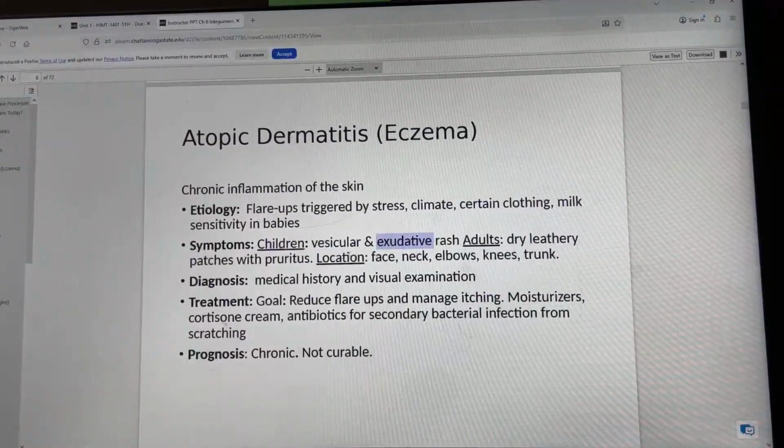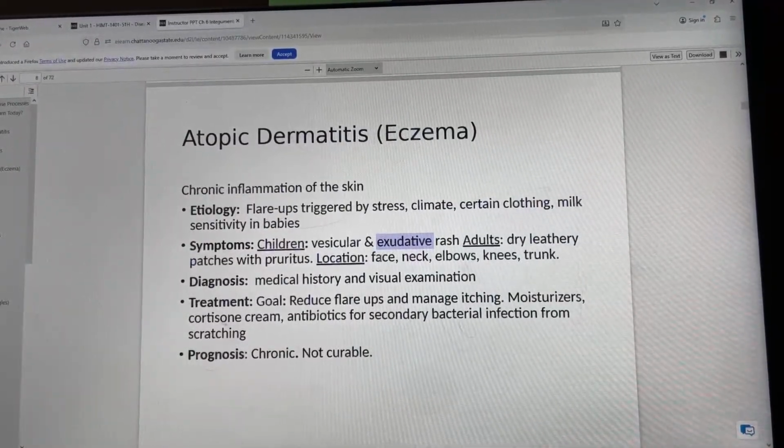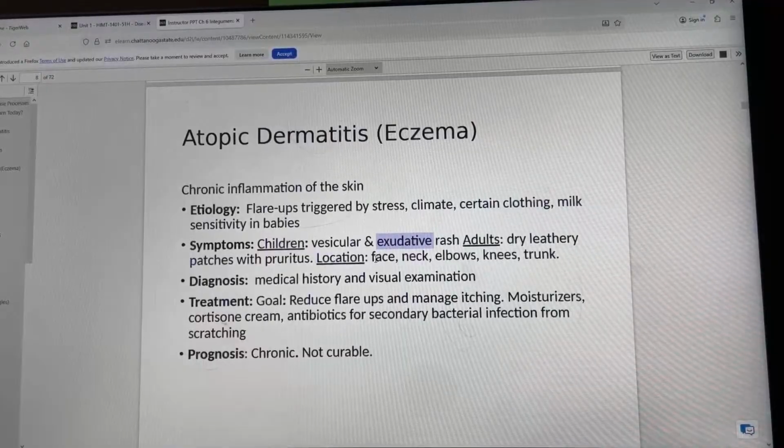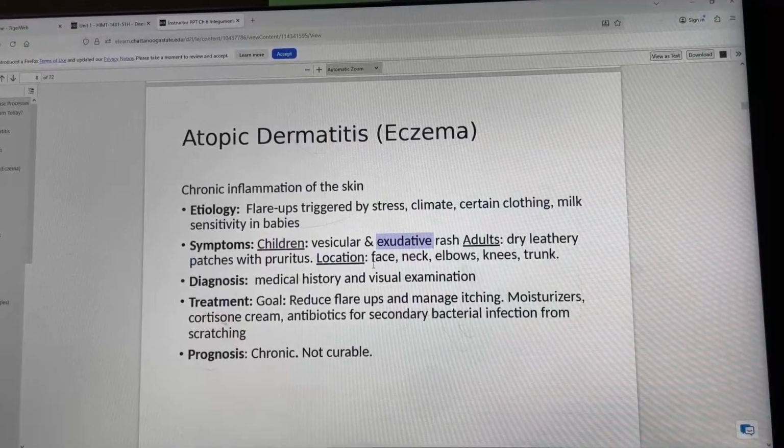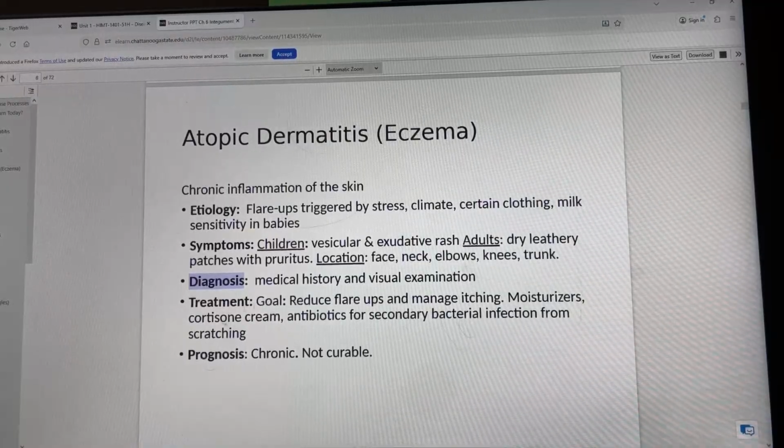Typically, common locations are the face, neck, elbows, and knees, places that often experience friction, right? You get a lot of friction on your knees and elbows, so that rubbing can contribute to the inflammation there. Diagnosis, again, there's not a special test or anything. It's just looking at it and getting a history. It's like, oh yeah, I've had this forever. It gets worse when this happens. Oh yeah, well, that's eczema.